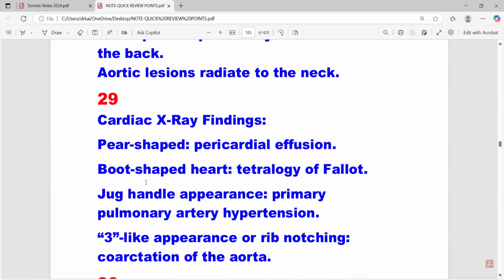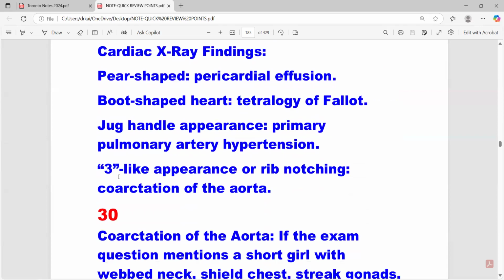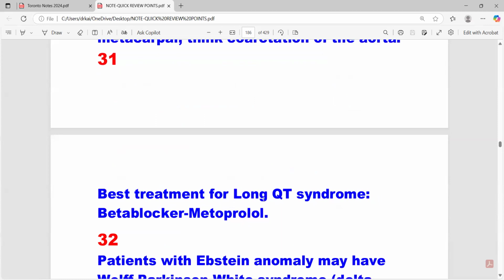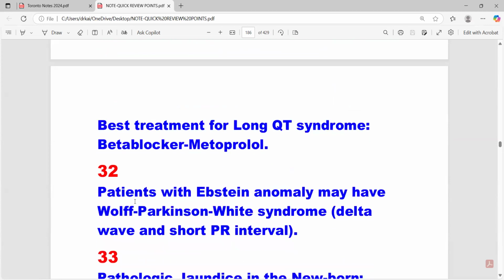Cardiac X-ray findings: spear shaped is pericardial, boot shaped is tetralogy, and jug shaped is primary pulmonary hypertension. Three-line like appearance of the rib is basically coarctation of aorta. If the exam questions mention a short girl with a webbed neck, shield chest, streak gonads, horseshoe kidney, or shortened fourth metacarpal, think of coarctation of aorta. So I think that's it. Best treatment for long QT interval is beta blocker or metoprolol. A patient with mother taking lithium may have Wolff-Parkinson-White.